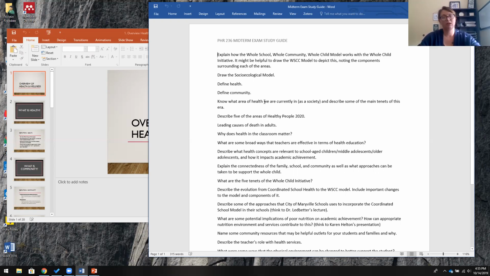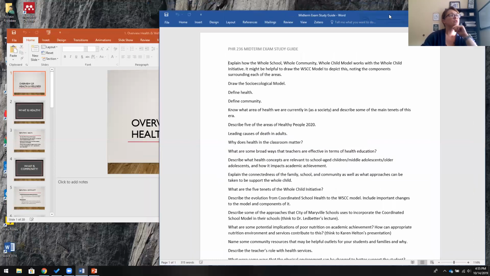For drawing the socio-ecological model, know that you cannot draw that on the exam. However, if you do list those 5 layers of the socio-ecological model, make sure that you tell me that policy is at the highest level. Why that matters so much is because it indicates that policy can have a much higher impact on the individual as compared to just making individual changes.